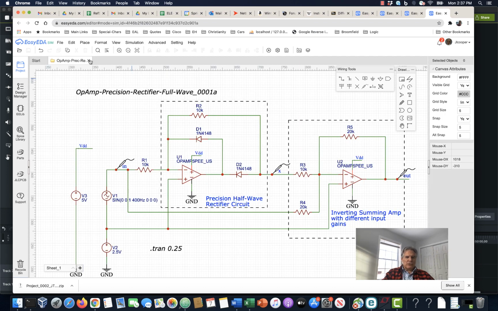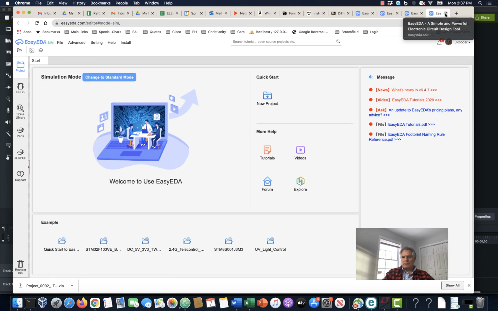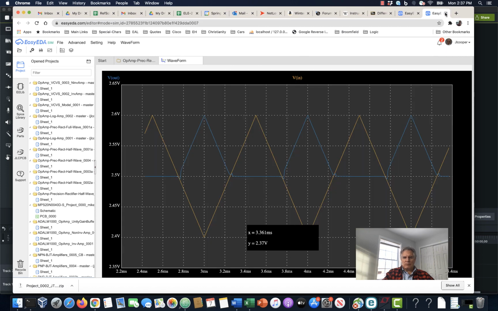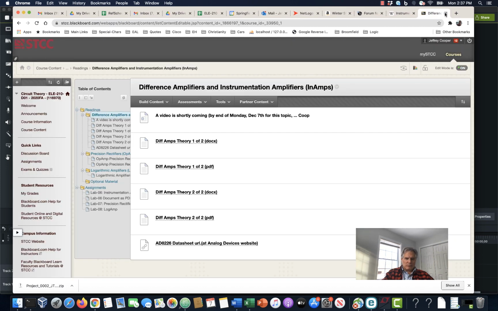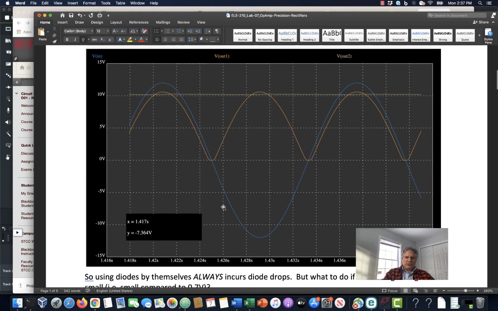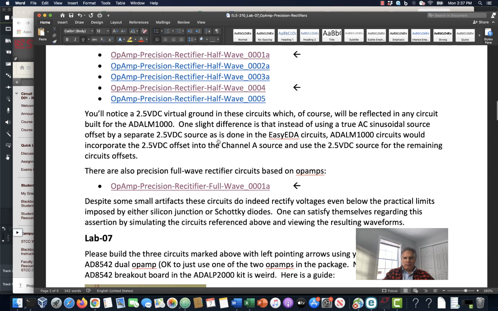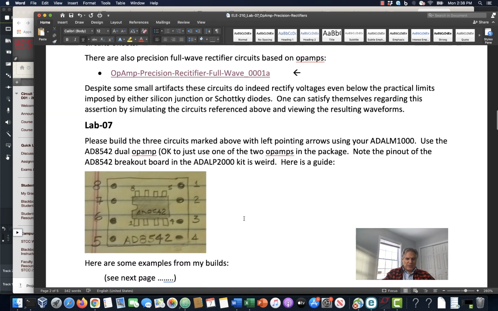So I'm going to close those out. Go back here. So that's an example of this idea of the precision rectifier. There was a half wave, there was a fancier half wave one, and then the half wave plus an inverting summing amplifier with 2 different input gains. That gave us the full wave rectifier, precision rectifier.